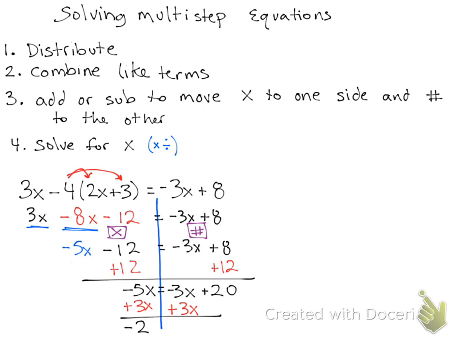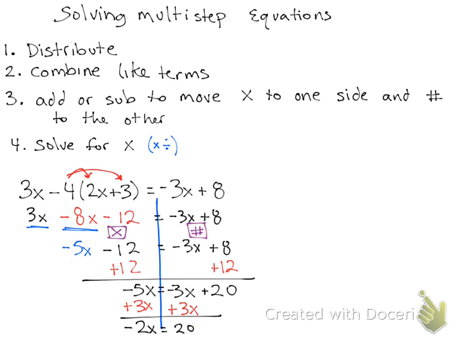So negative 5 plus 3 is a negative 2. You got your x still, equals, on the other side, 20. So 20 is in the right spot because it's on the side where all your numbers are. You don't want any letters over here, which it doesn't have.